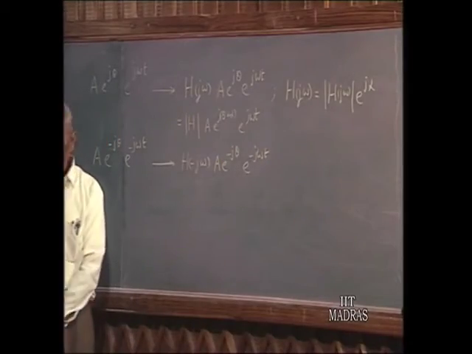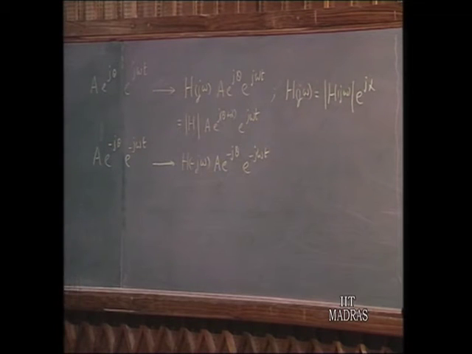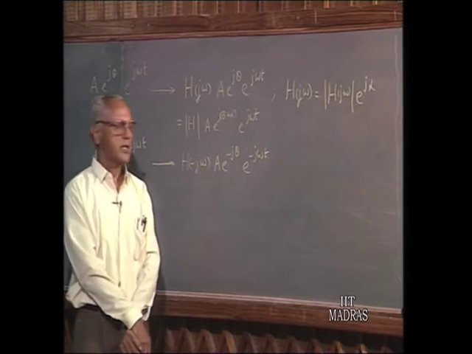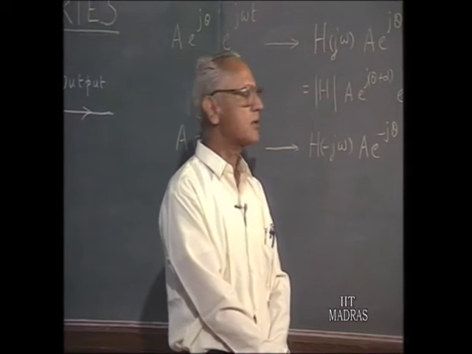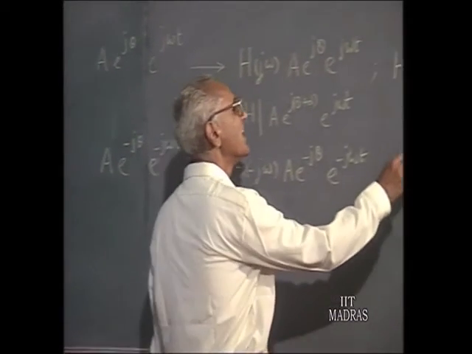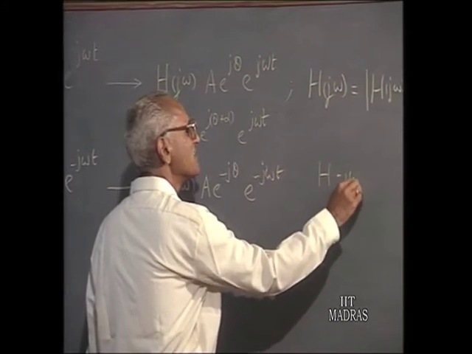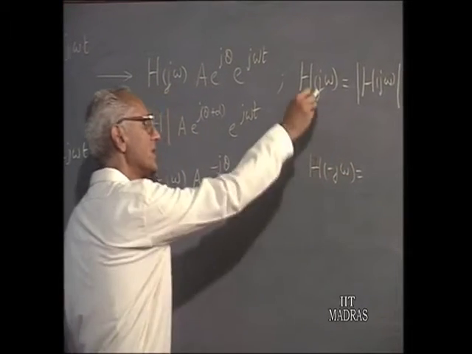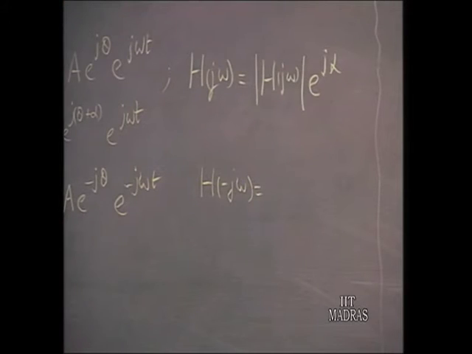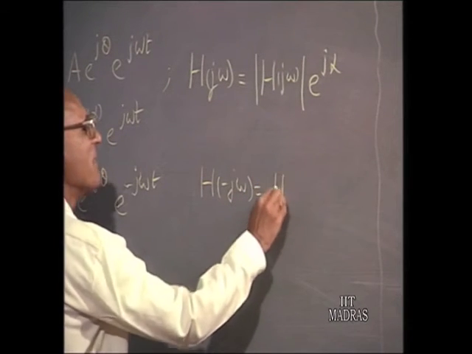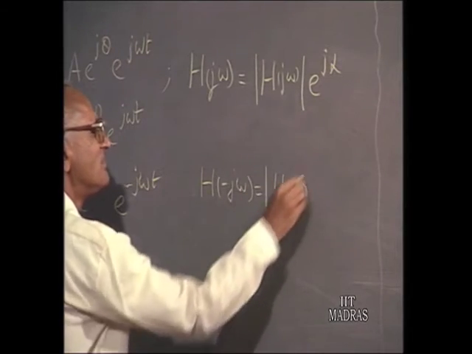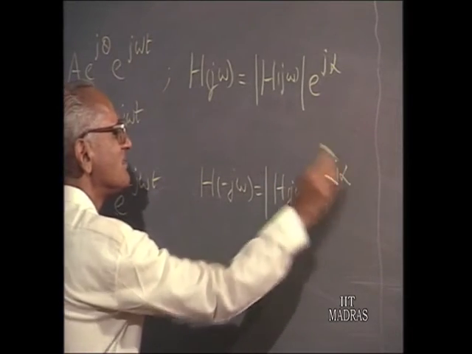Now if the system parameters are real, h of s turns out to be, for a lumped parameter system, the ratio of two polynomials with real coefficients, and if that is so, then a property of such a rational function with real coefficients is that h of minus j omega turns out to be the conjugate of h of j omega, which means really that the magnitude will remain the same, but the angle will change.